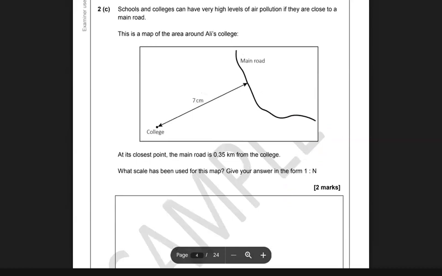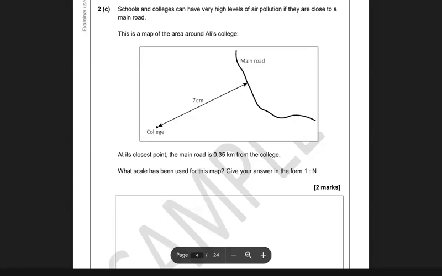So schools and colleges can have a high level of air pollution if they are close to the main road. Now the question says that the closest point to the main road is 0.5 kilometers from the college. The scale is 1 to n. So what's the scale for this map?